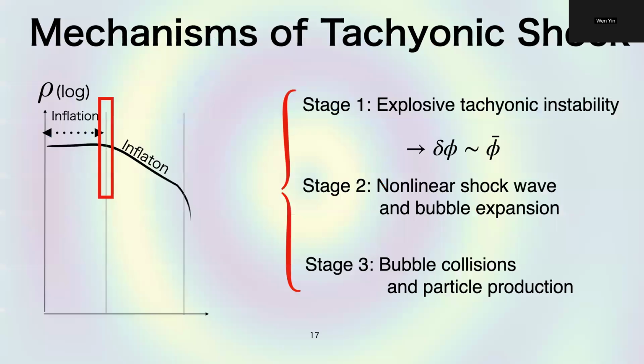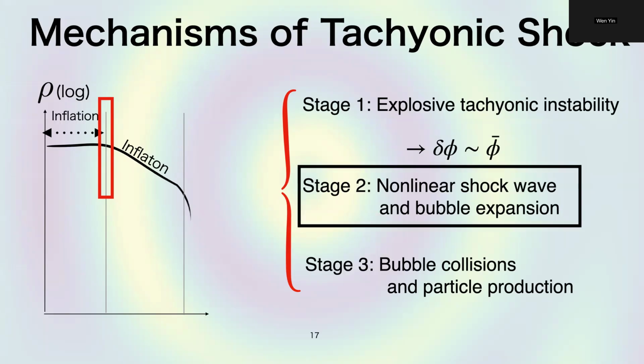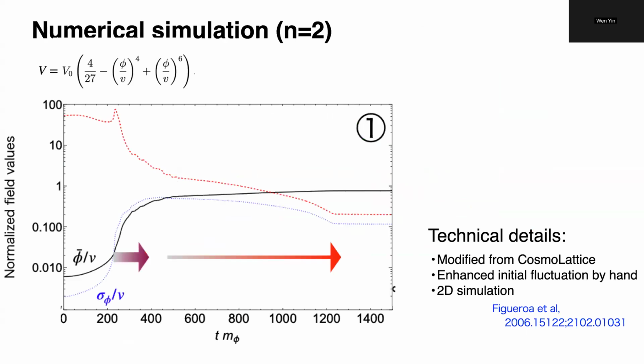Now, once this fluctuation reaches the nonlinear regime, we enter the second stage. To study the second stage, because this is nonlinear, we need to be more careful. We use lattice simulation to check what is happening, and this is a result considering this kind of potential. We also considered other potentials, but I will not discuss them in this talk.